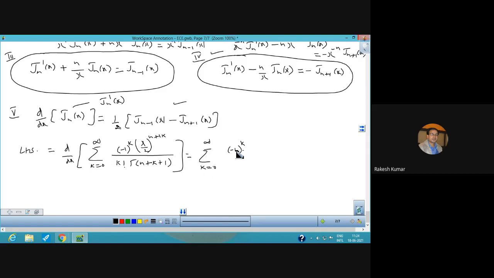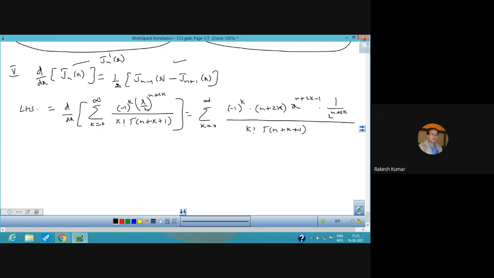So the derivative of x raised to power n+2k, with respect to x, will be (n+2k) times x raised to power n+2k-1, and this 2 can be written as 1 over 2 raised to power n+2k. The 2 has been written in the denominator separately, and in the denominator we have k factorial gamma(n+k+1). So this is the derivative term.